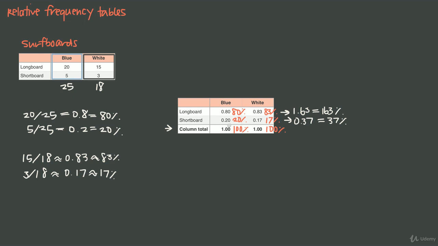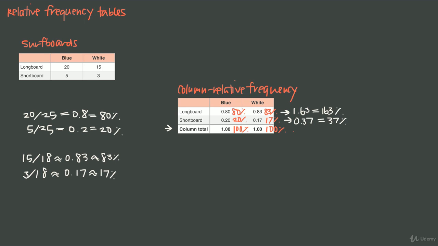Because we looked at the columns, each column will sum to 1 or 100%. Because we looked at the columns, this is actually called a column relative frequency. Basically, this table just shows us the percentage of type of surfboard based on color. And we say based on color because we based our calculations on the column, and the column is what's showing color. But we could have just as easily done these calculations by row instead of by column.